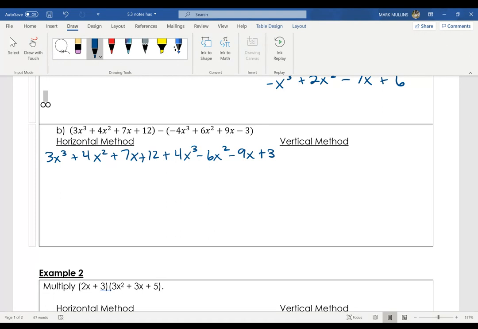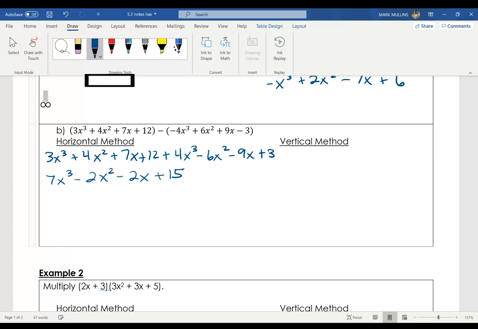And I've got to look around for those like terms again. 3x cubed, 4x cubed would make a 7x cubed. Let's see, 4x squared minus 6x squared, so -2x squared. 7x minus 9x is minus 2x, and then 12 plus 3 is 15.